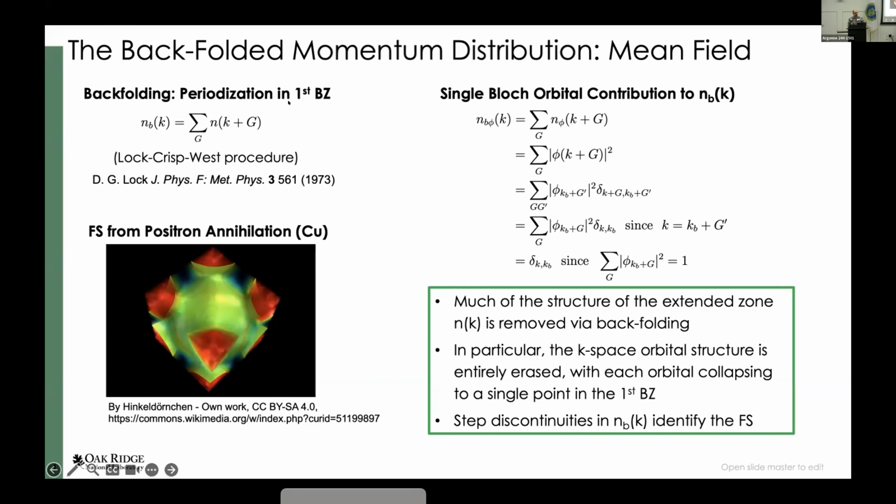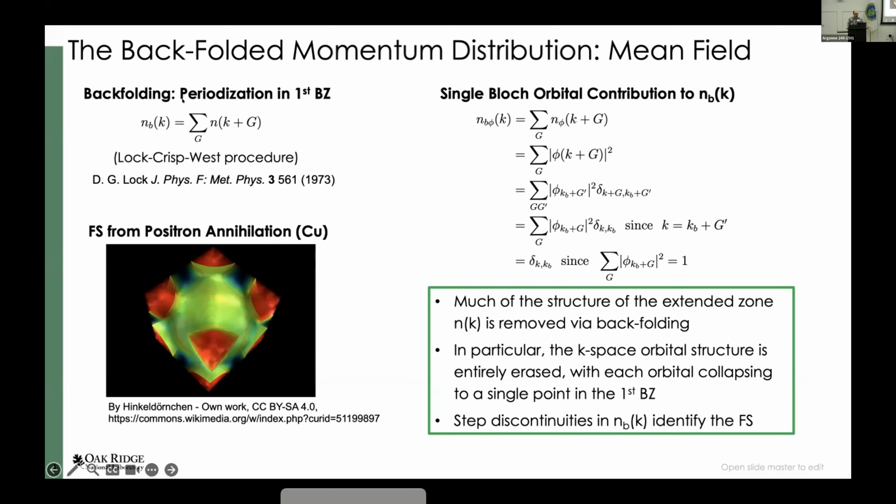But what they showed, at least for a simple single-particle system, a single Slater determinant type system, is that if you apply backfolding, which is just to take all contributions from the extended zone scheme momentum distribution and fold them all back into the first Brillouin zone, you end up with a periodic momentum distribution in momentum space in each Brillouin zone primitive cell. You can get information about the Fermi surface from this. That backfolding procedure is called the Lock-Crisp-West procedure.